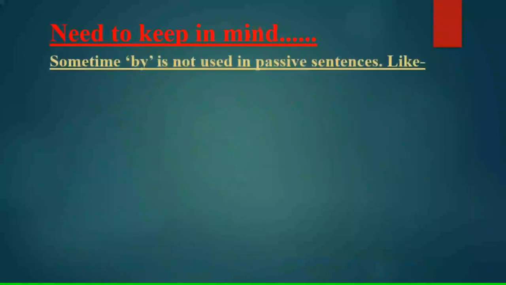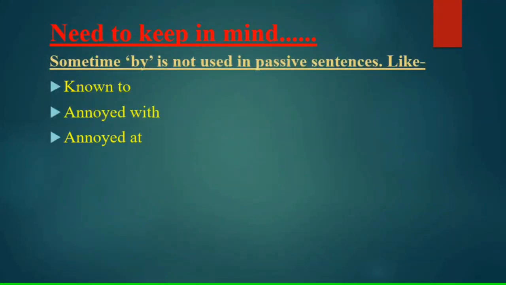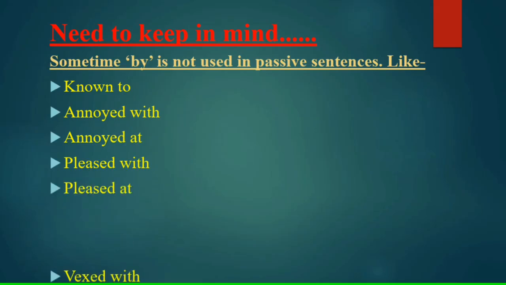So you should also keep in mind that sometimes "by" is not used in passive sentence, like known to, annoyed with, annoyed at, pleased with, pleased at, vexed with, vexed at. So that's all.